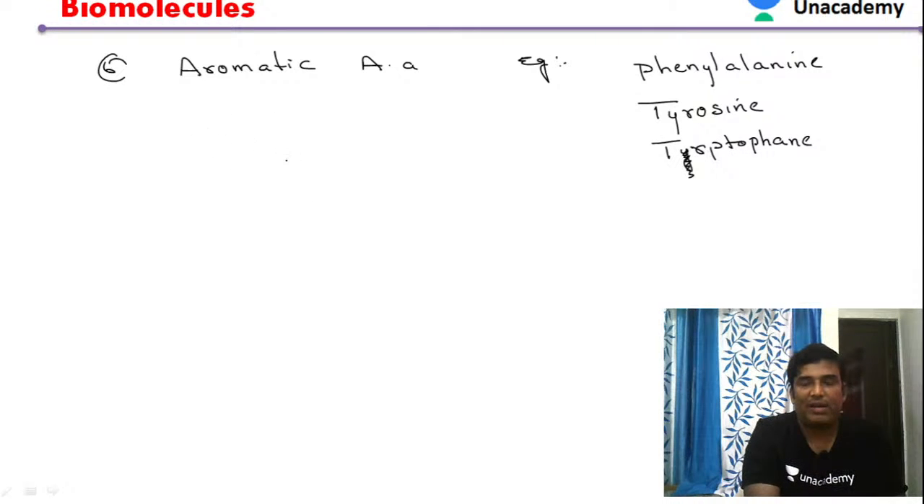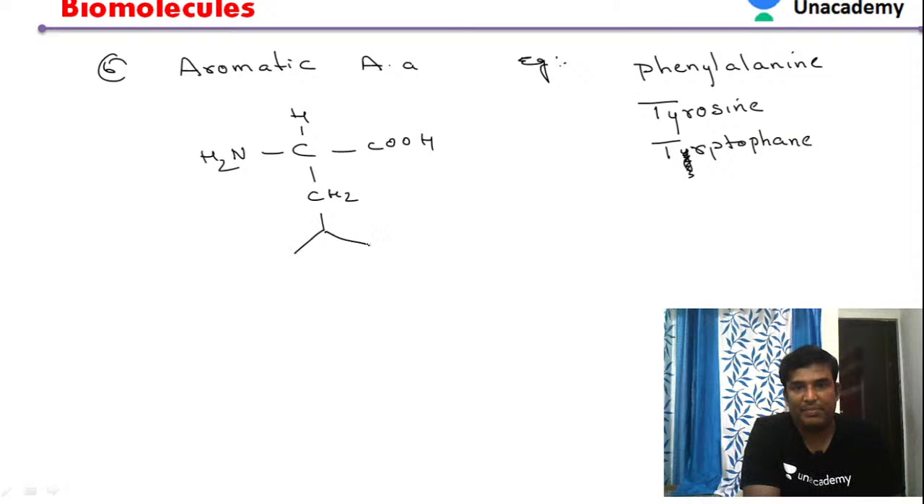What does aromatic amino acid mean? That particular amino acid has an aromatic ring. Let us see one. Now this is the typical structure of phenylalanine.